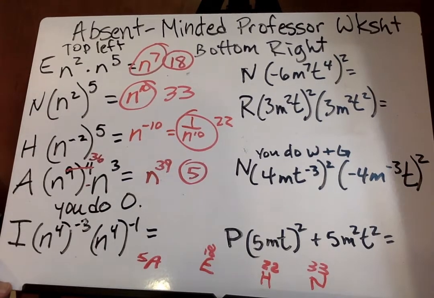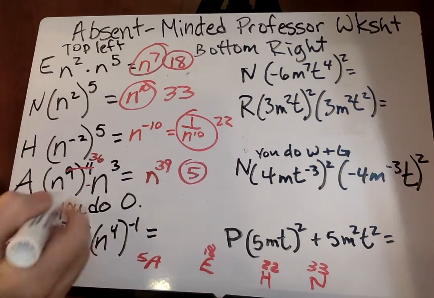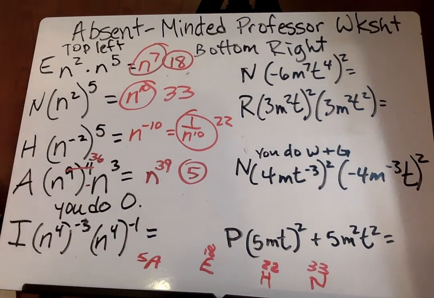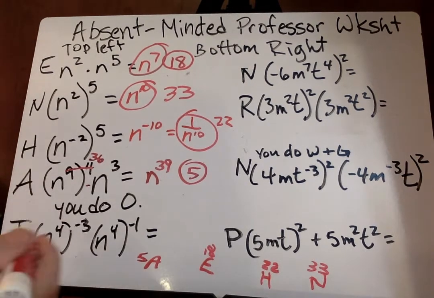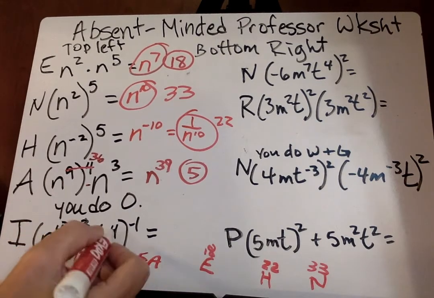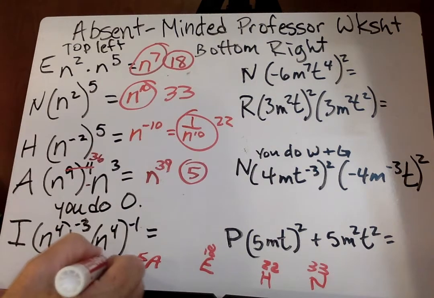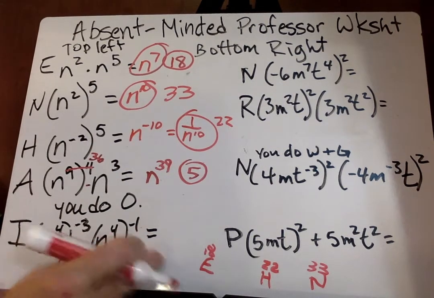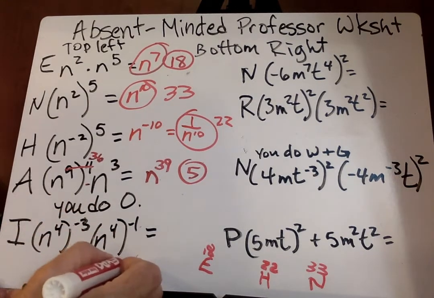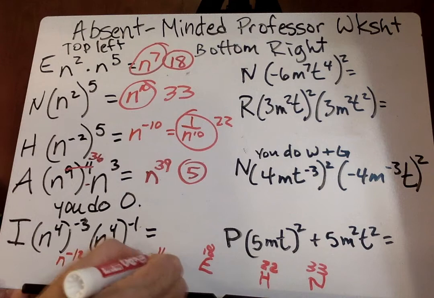Okay, is this making sense now? You can go ahead and do O. We can stop the video if you want, and then we can continue here. Like I said, pause the video if you do O and I can check it out. Here it's a power raised to a power, so it's n to the negative 12. Power raised to a power, n to the negative 4. And then it's n to the 12th times n to the negative 4 equals n to the negative 16.